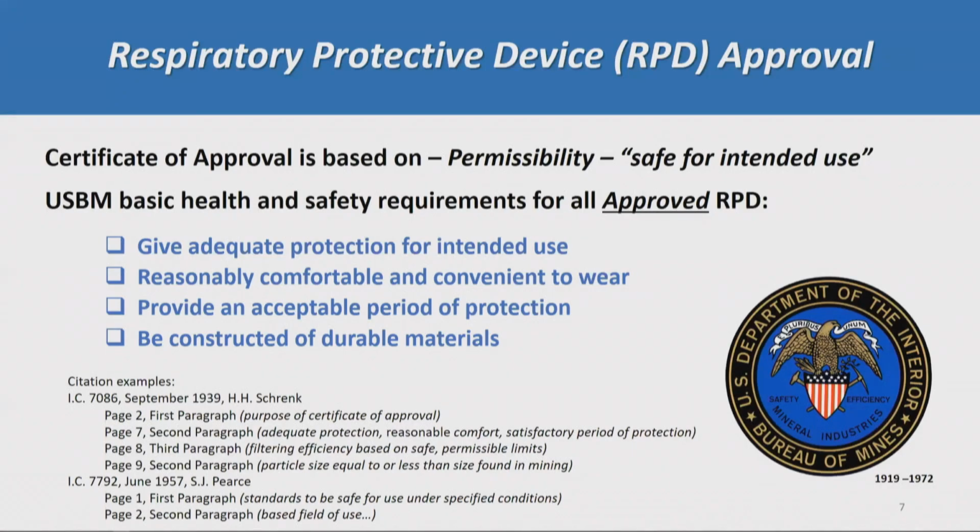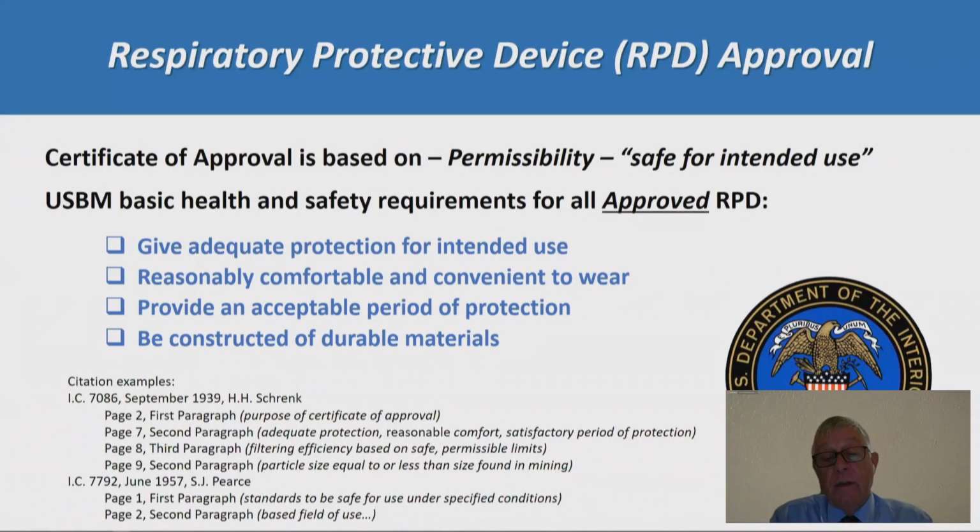Bureau of Mines indicated that all products should be based upon the concept of permissibility, safe for intended use. This is not just for respirators, but any mining products: explosion-proof enclosures, explosives, conveyor belts for flammability resistance, and so on. The Bureau said that for respirators, there is a need to give adequate protection for intended use. They should be reasonably comfortable and convenient to wear.